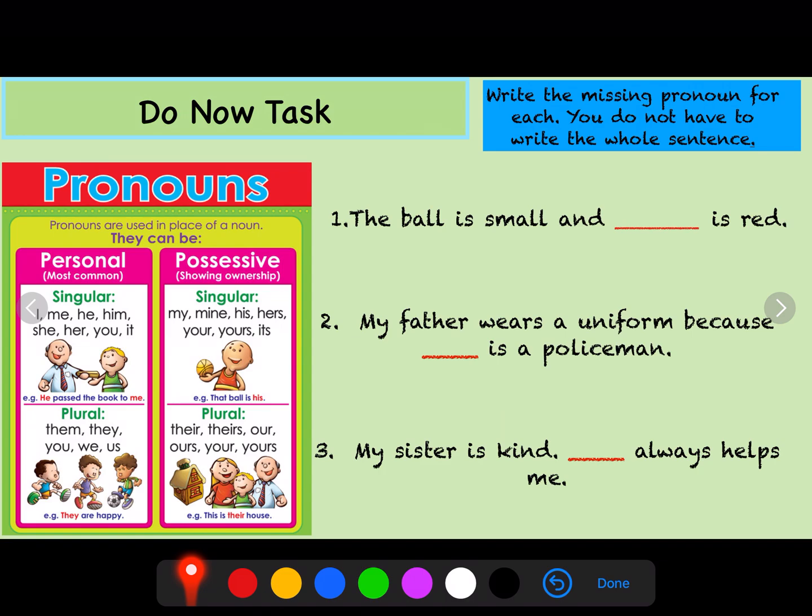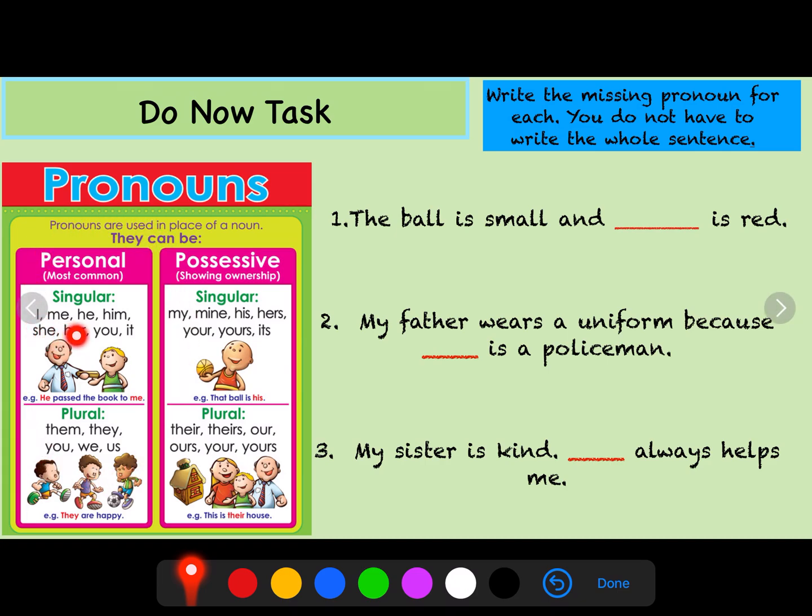Our Do Now task today is looking at pronouns. My turn, your turn. Pronouns. Pronouns are words that can be used in place of a noun. This is so we don't repeat ourselves too much. Pronouns can be personal or possessive. Personal pronouns are the most common.